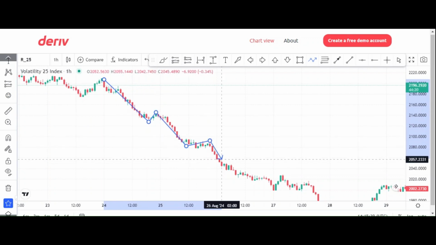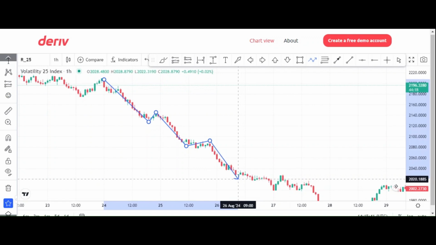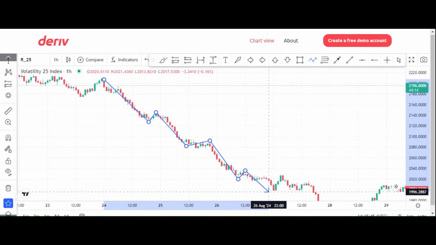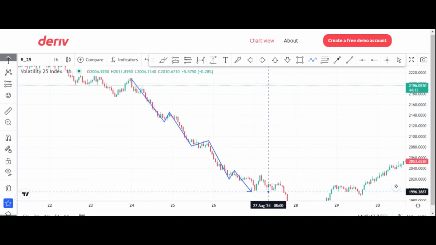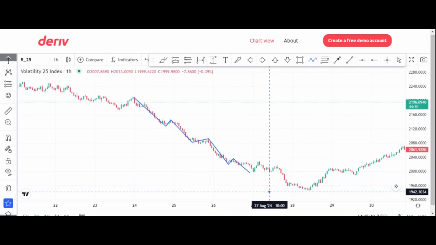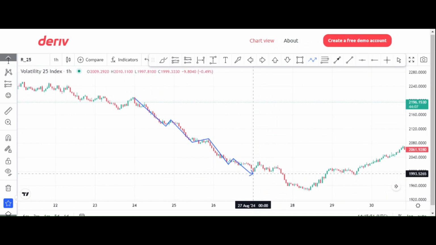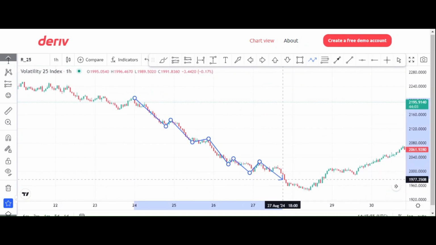You should always start by determining the trend. Here on the screen, you can see how I'm analyzing the trend on a chart. I'm looking at the most recent highs and lows to determine whether the market is in a rise or fall. By identifying the overall trend, we can better prepare for our trades.